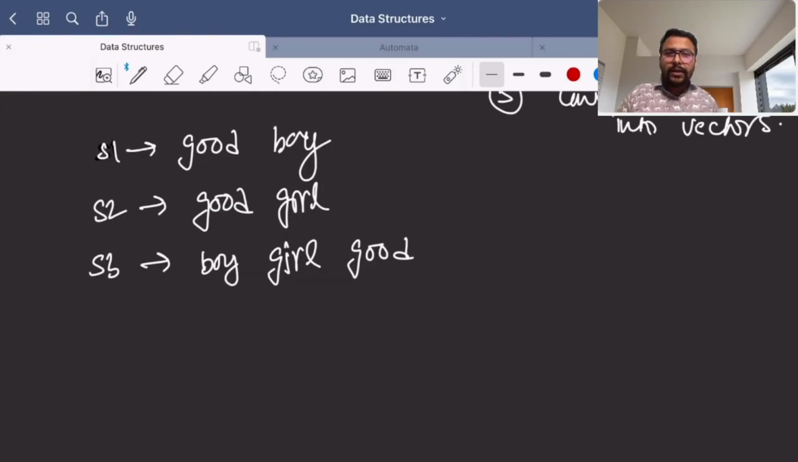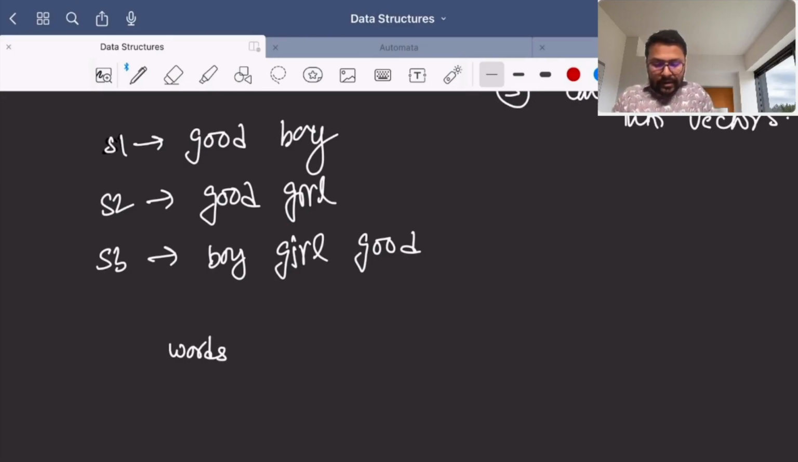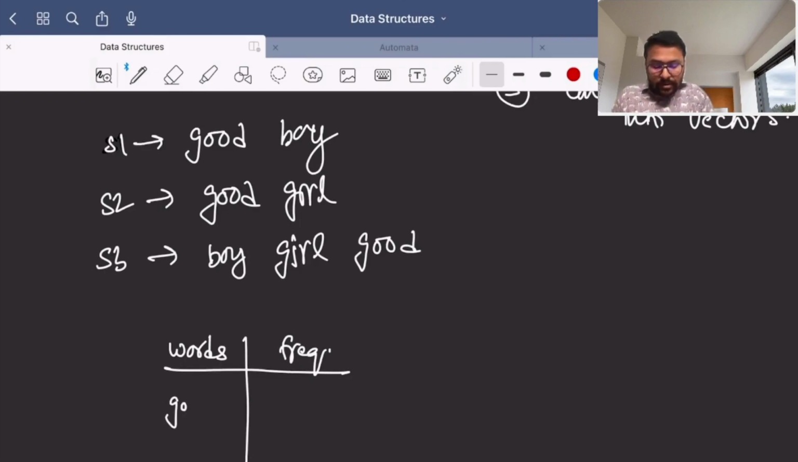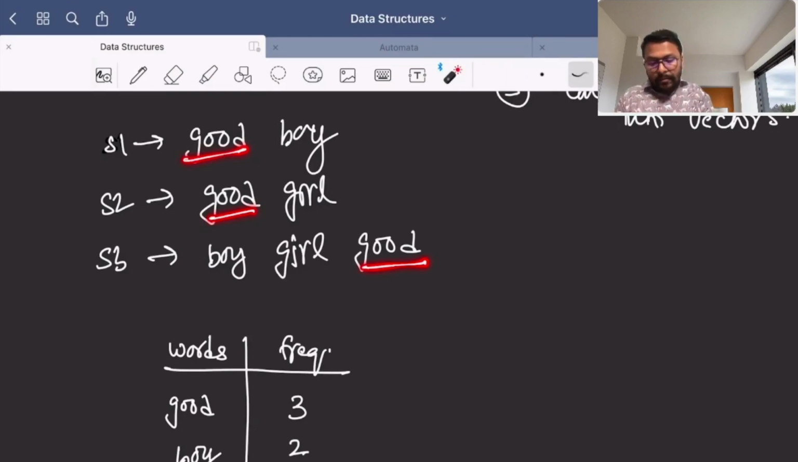Now we want to apply the bag of words. For applying bag of words, first of all we have to find the frequency of each word. Let's make a table of it, with word and frequency. We have the word good, the word boy, and girl. How many times is good coming? 3 times. Boy is coming 2 times. Girl is coming 2 times. In the whole document, good, good, good: 3 times. Boy, boy: 2 times. Girl, girl: 2 times. So we have written the frequency.